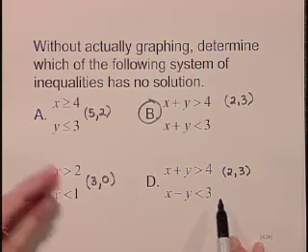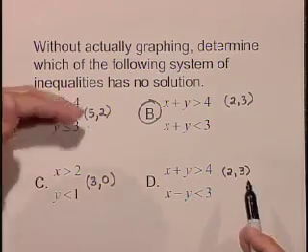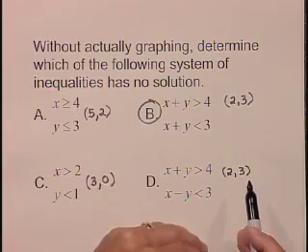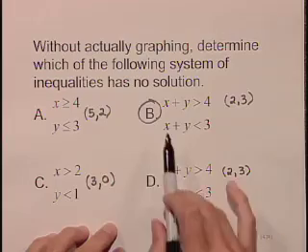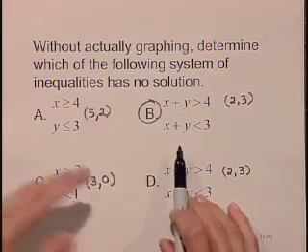So we can find a point that satisfies A, C, and D. No point satisfies B, and therefore B is our answer. It is the system that has no solution.